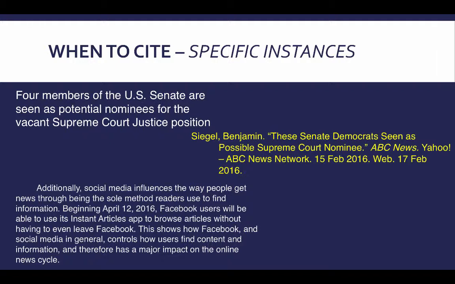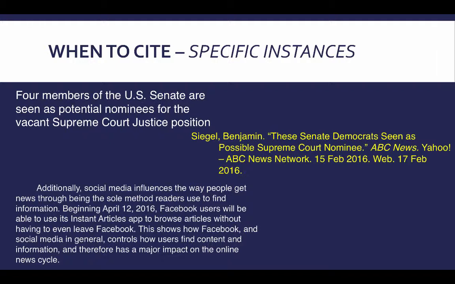So how do we tell the difference between that being a summary and that being a paraphrasing? Well, if we take a look at the title real quick, it basically restates information said in the title. It says that there are 4 members of the Senate, and that is really the only information other than what's included in the title that we include in our writing.